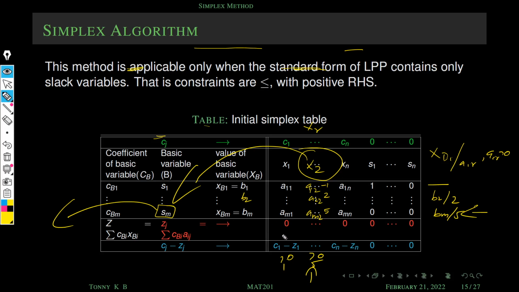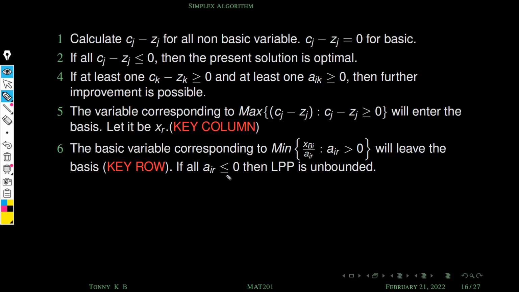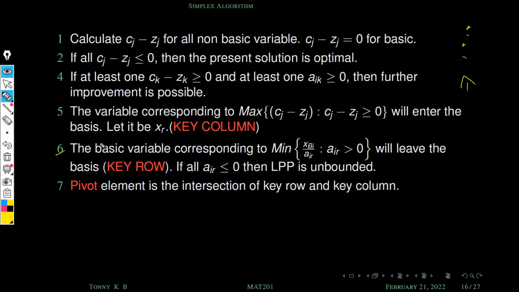So naturally there are some changes in this table. There is a special case: suppose we have chosen an entering column. If all the entries in that entering column are less than or equal to 0, then the LPP is unbounded. That means there is no solution. Otherwise, suppose we have an entering variable and a leaving variable.